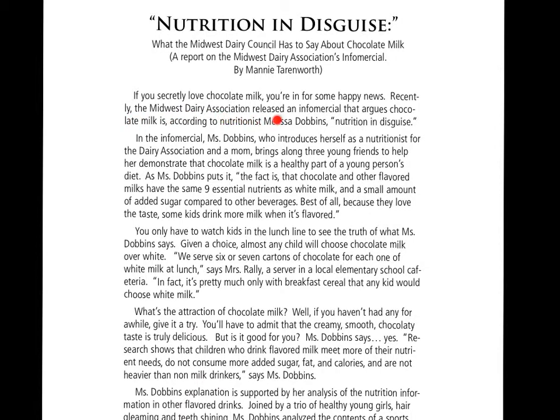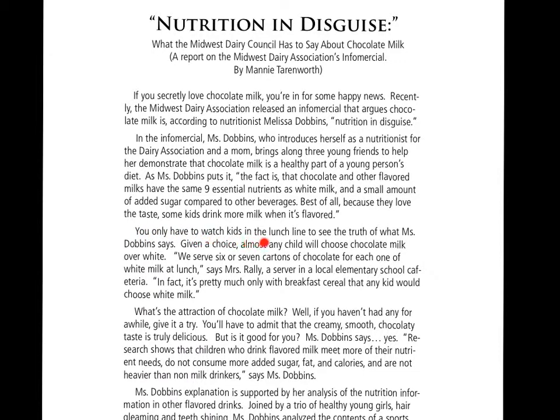Recently, the Midwest Dairy Association released an infomercial that argues chocolate milk is, according to nutritionist Melissa Dobbins, nutrition in disguise. In the infomercial, Miss Dobbins, who introduces herself as a nutritionist for the Dairy Association and a mom, brings along 3 young friends to help her demonstrate that chocolate milk is a healthy part of a young person's diet. As Mrs. Dobbins puts it, the fact is that chocolate milk and other flavored milks have the same 9 essential nutrients as white milk, and a small amount of added sugar compared to other beverages. Best of all, because they love the taste, some kids drink more milk when it's flavored.